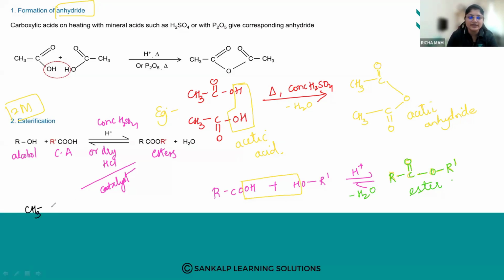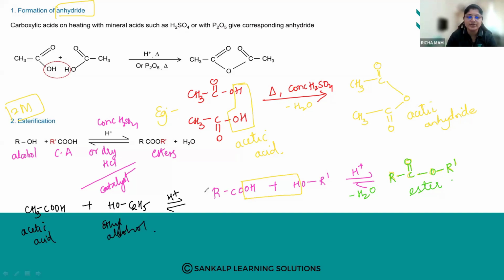So tell me now, acetic acid is there. Plus, I'll take ethyl alcohol in the presence of H plus. So this is your acetic acid. This is your ethyl alcohol, or ethanol.